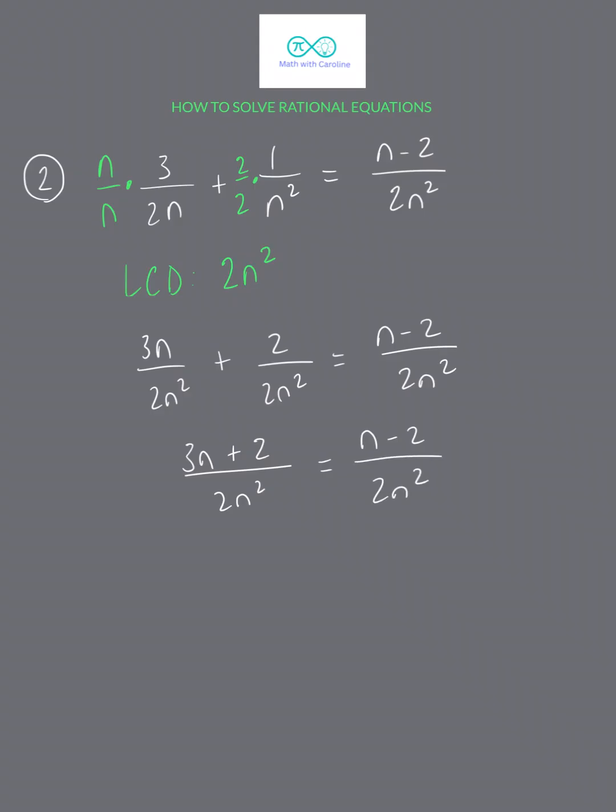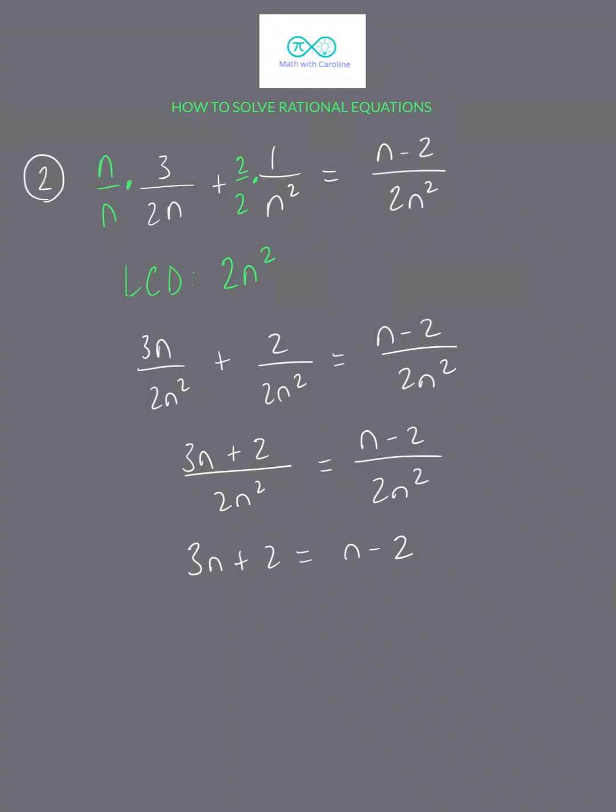And now there's really no need to cross multiply because we have the exact same denominator on both fractions. And if these are equal and the denominators are equal, that must mean that the numerators are equal. So we can just drop the denominators since they're already equal, and we can just set our numerators equal to each other and solve for n.